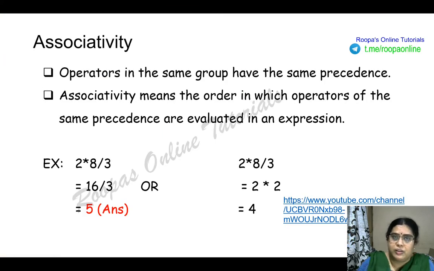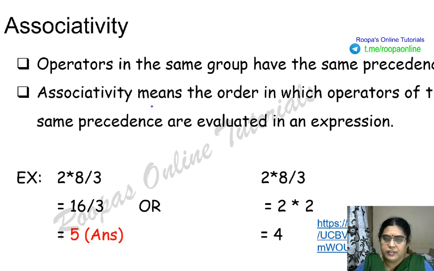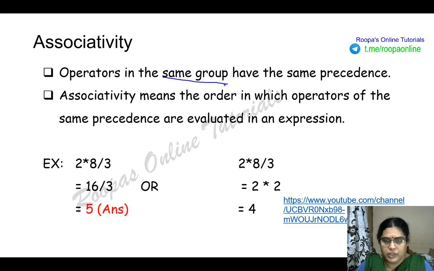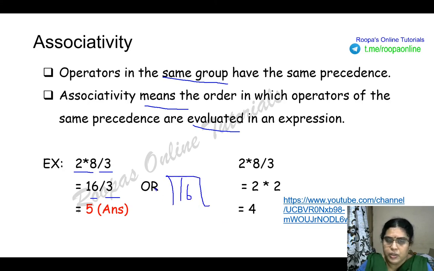We have a term associated with operator precedence known as associativity. What do we mean by associativity? Operators in the same group, like multiplication, division, and modulo, are at the same level. The order in which operators of the same precedence are evaluated in an expression is known as associativity. Here, if you observe 2 asterisk 8 divided by 3, I can do it as 16 by 3.